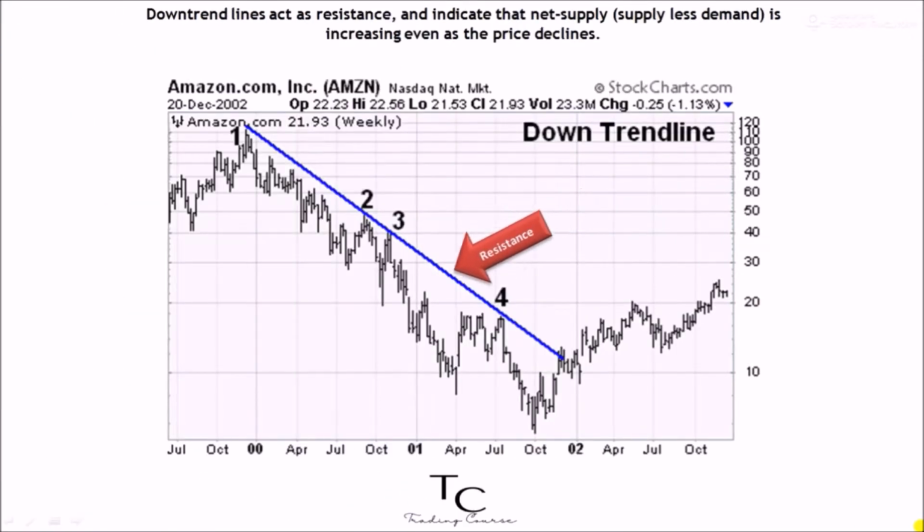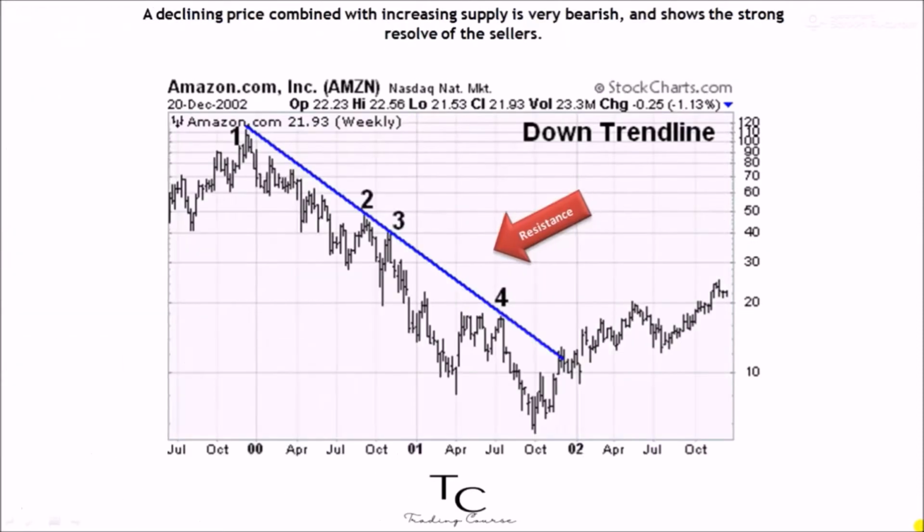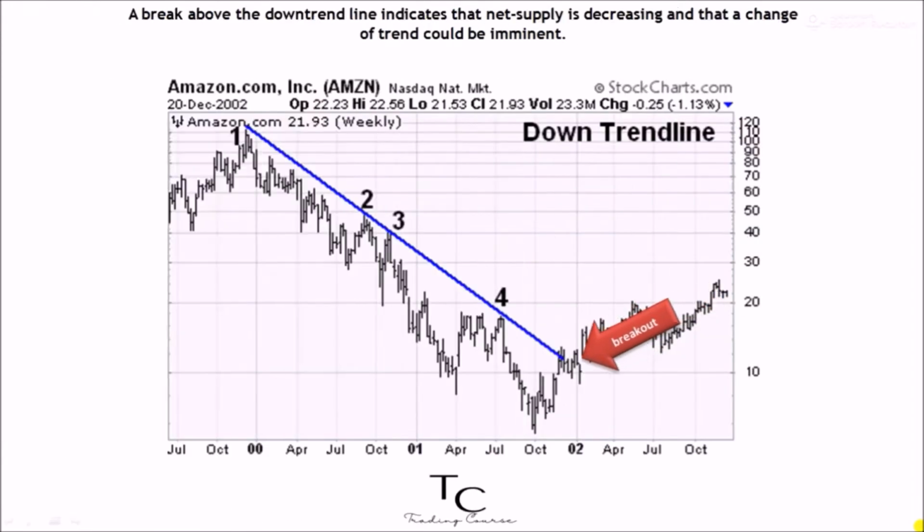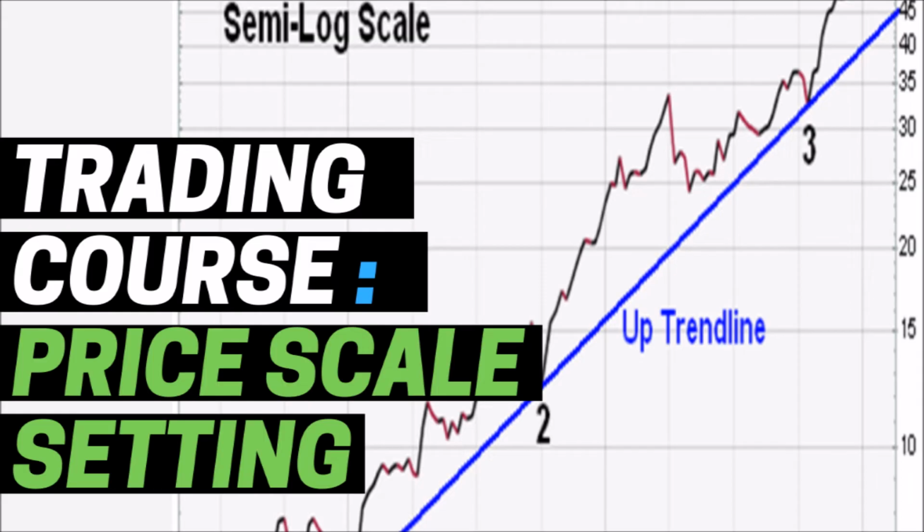Downtrend lines act as resistance and indicate that net supply, supply less demand, is increasing even as the price declines. A declining price combined with increasing supply is very bearish, and shows the strong resolve of the sellers. As long as prices remain below the downtrend line, the downtrend is solid and intact. A break above the downtrend line indicates that net supply is decreasing and that a change of trend could be imminent.